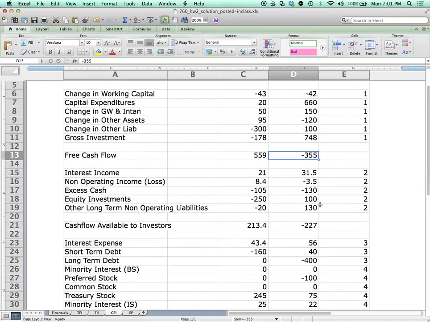Now, interestingly, they had negative 227 of CFI. So they were short, but they weren't 355 short. They were only 227 short when you included non-operating activities. Why didn't they need to borrow 355? What did they do?